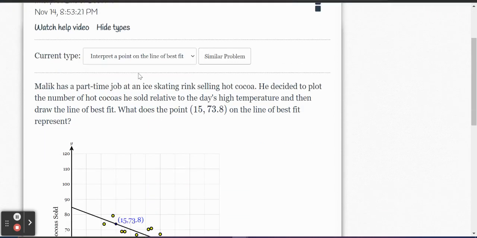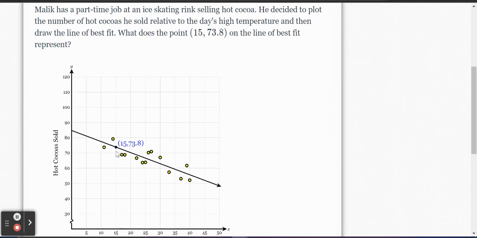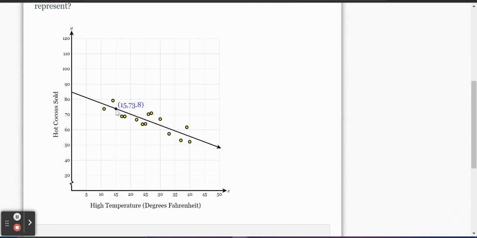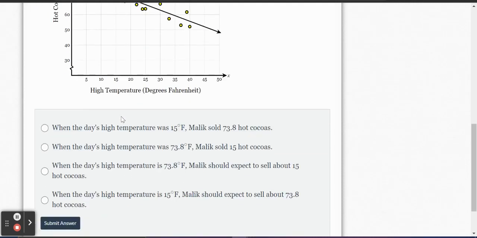Interpreting a point on the line of best fit. Now, again, we're going to be looking for predicted values or expected values, not actual values. This is not an actual data point. This is something we're trying to predict. So again, we're back to the hot cocoas and the temperature. At around 15 degrees, there's going to be around 73.8 hot cocoas sold. You can't sell 73.8 hot cocoas, but we can predict somewhere around 74.